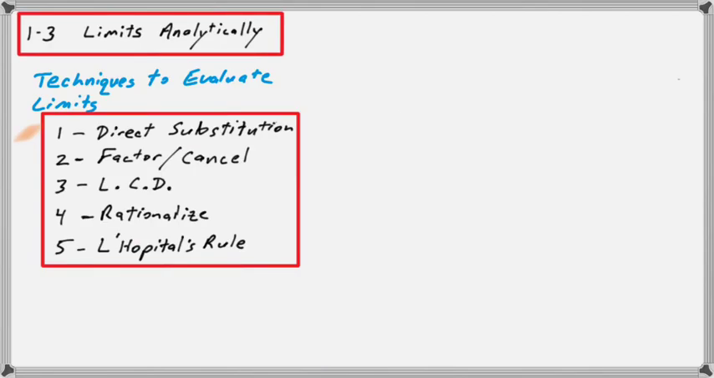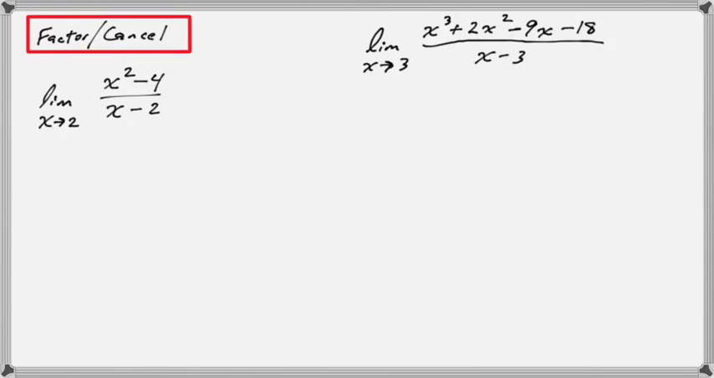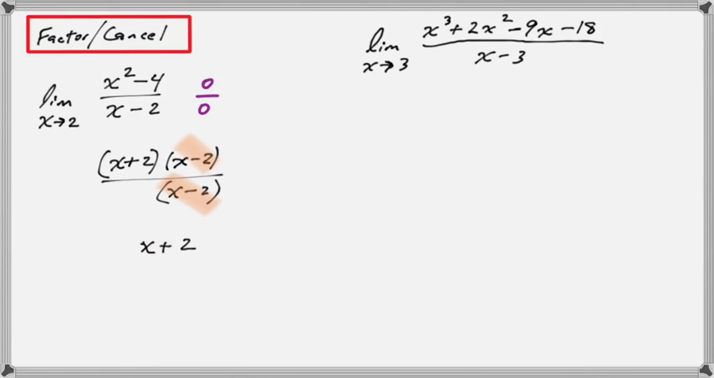The next one would be factor and cancel. Okay, if we go to factor cancel, can I put 2 directly in? I always say try direct substitution first. If I put in 2, I get 4 minus 4 over 2 minus 2, which is 0 over 0. So then I try to factor. It's the difference of squares. I believe that allows the x minus 2's to cancel. And so that leaves me with this.